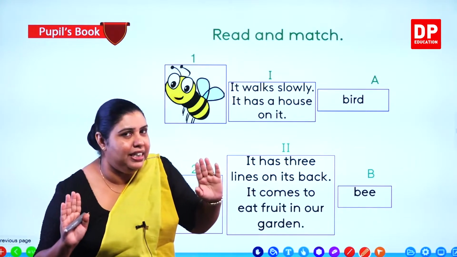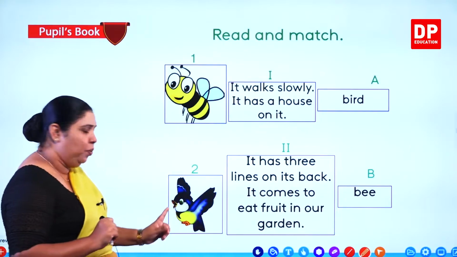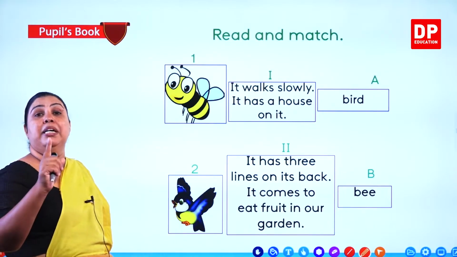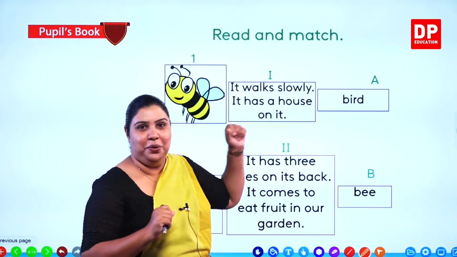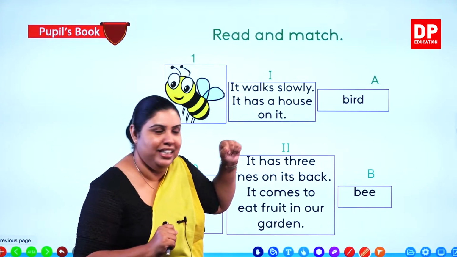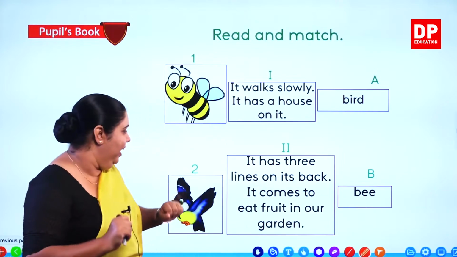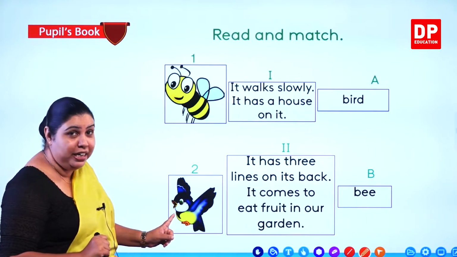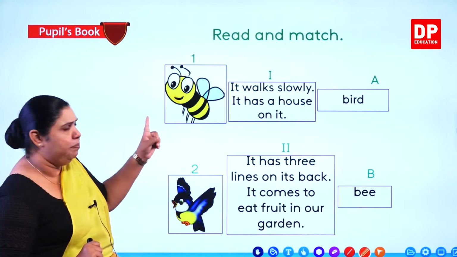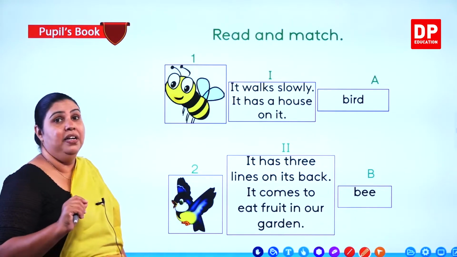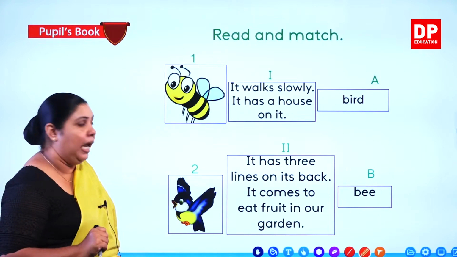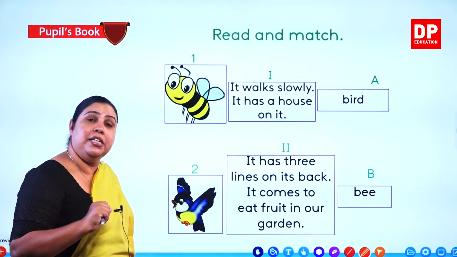So we will read the next one and see. Let's see. Who is this? It is a bird. Now we had the word bird over here. The name bird is here. Okay? Right. Now we have the picture of the bird here. Number 2. Number 1 picture is not the bird. It's the bee. But number 2 we have the picture of the bird. Then let's read the description and see.